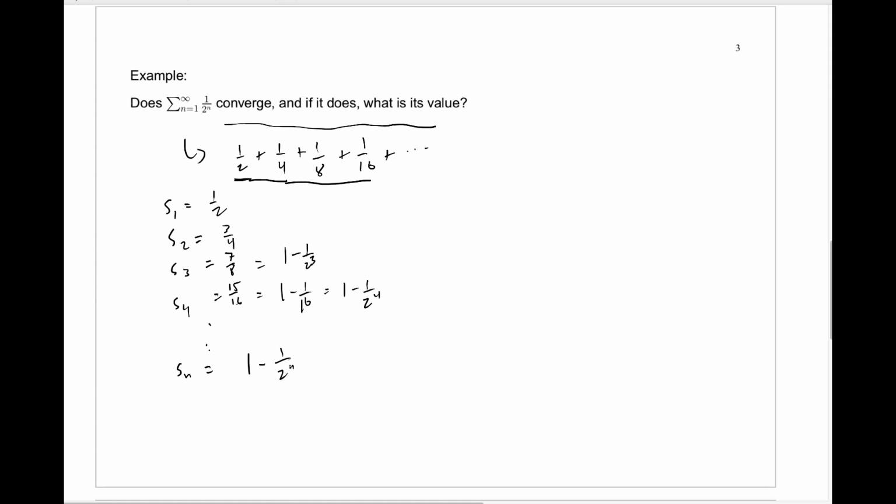In general, S sub n is 1 minus 1 over 2 to the n, so this sequence, S sub n, converges to 1. In other words, the more and more terms you add here, the closer and closer you get to 1. And because this sequence of partial sums has limit 1, we say that the sum from n equals 1 to infinity of 1 over 2 to the n is equal to 1. So when I say a certain series has value 1, that means exactly what I said here, that the sequence of partial sums converges to 1.